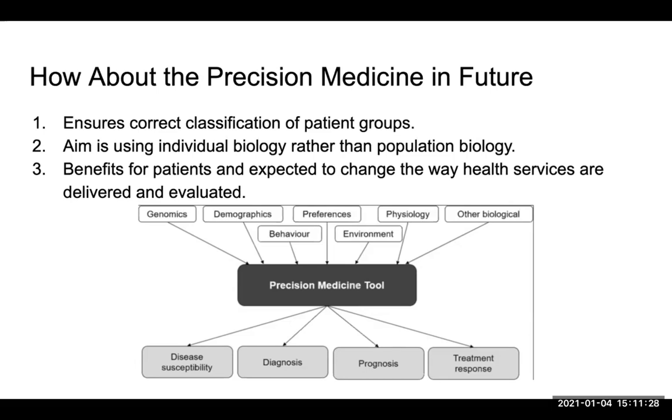The objective of precision medicine is to use individual biology rather than population biology at all stages of the patient's medical journey. Innovation in precision medicine is expected to provide great benefits to patients and change the way health services are delivered and evaluated.